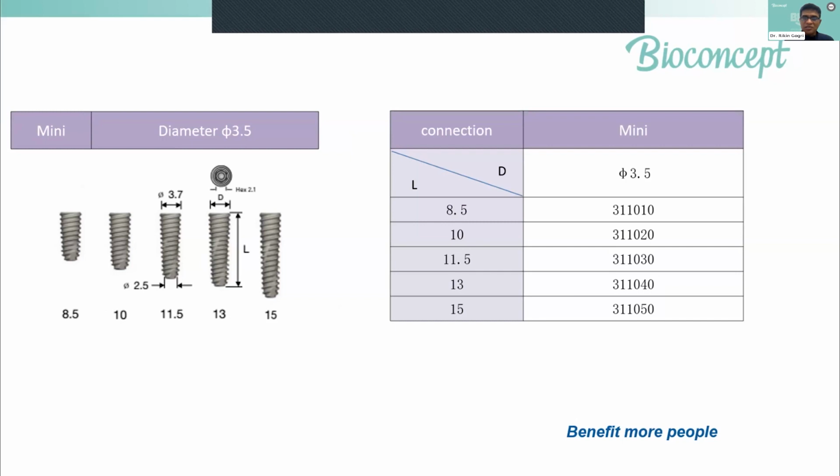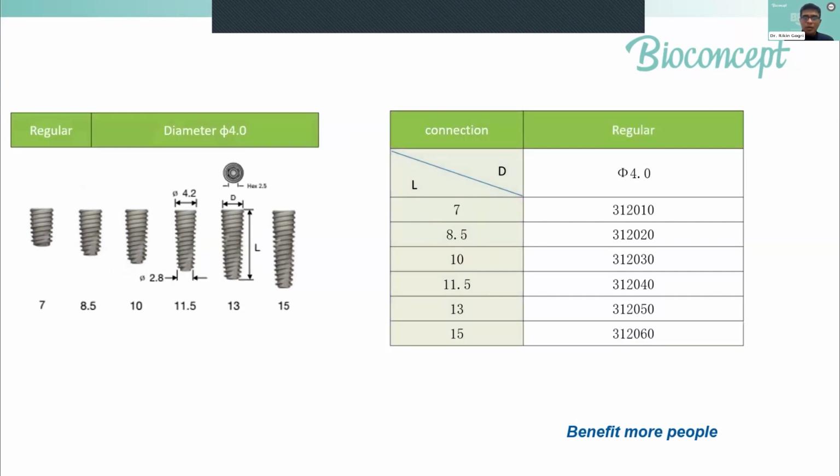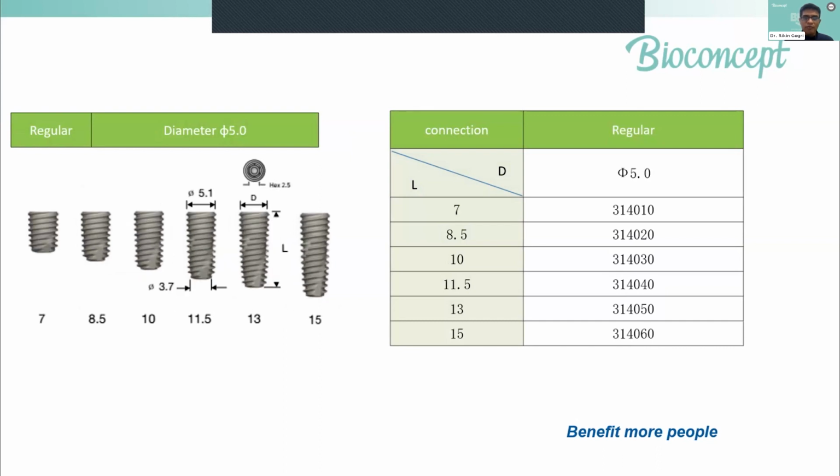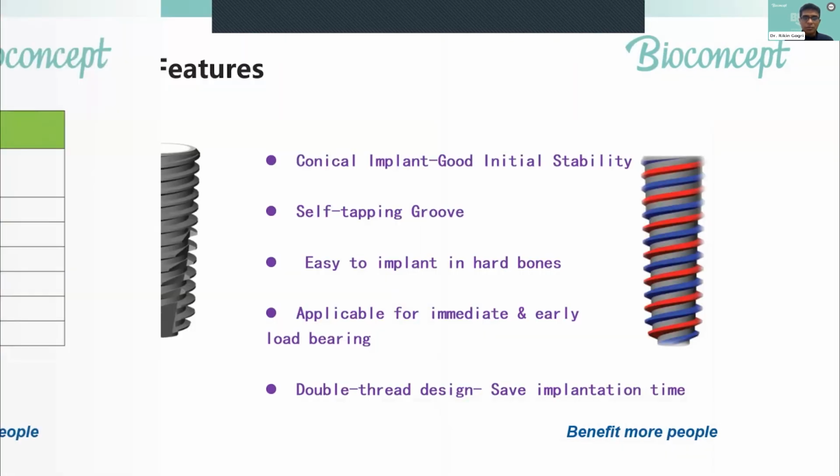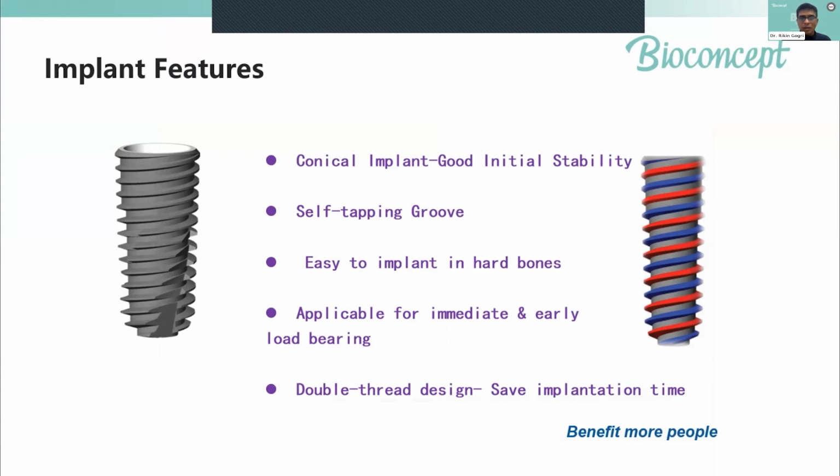So again, these are the codings. You can go through it with the brochure with your distributor or through the company channel directly. Again, the same codes, length 4.5, 5.0, 6.0.